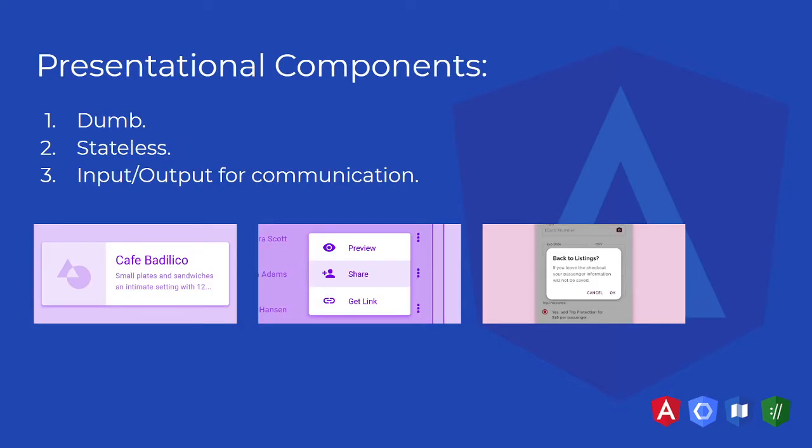First of all, the presentational components. These are the dumb components having no state. For communication, we use input and output decorators. Presentational components are known for showing a modal, or a reusable card component, or menus. These types of components are known as presentational components.